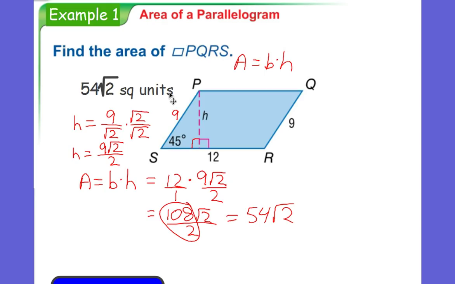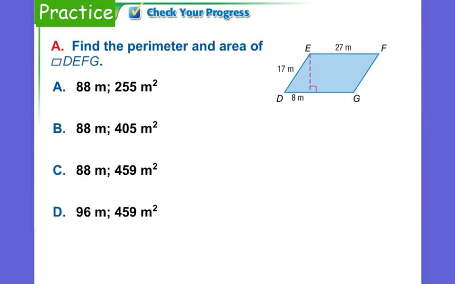Now, if they wanted a rounded answer, you would just type in 54 root 2, press enter into your calculator, and it'll give you a decimal. All right, why don't you guys go ahead and try this one. So pause this, try it on your own, just jot it down somewhere off to the side. See how you do.